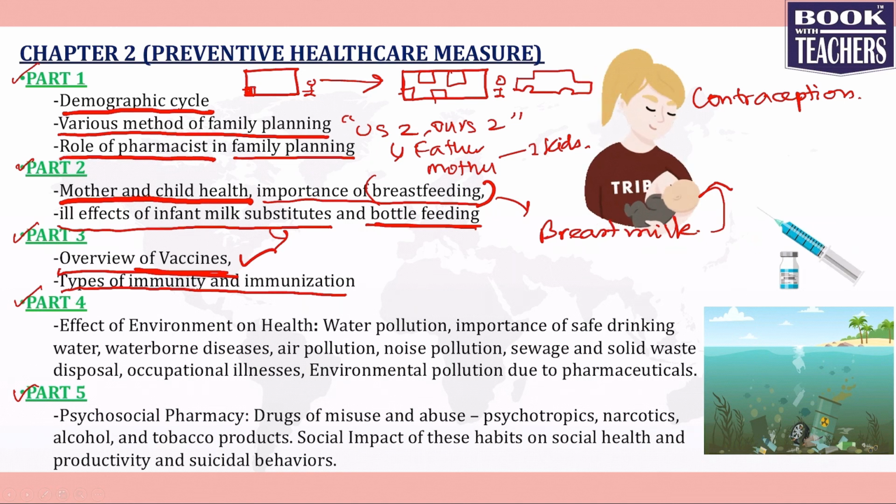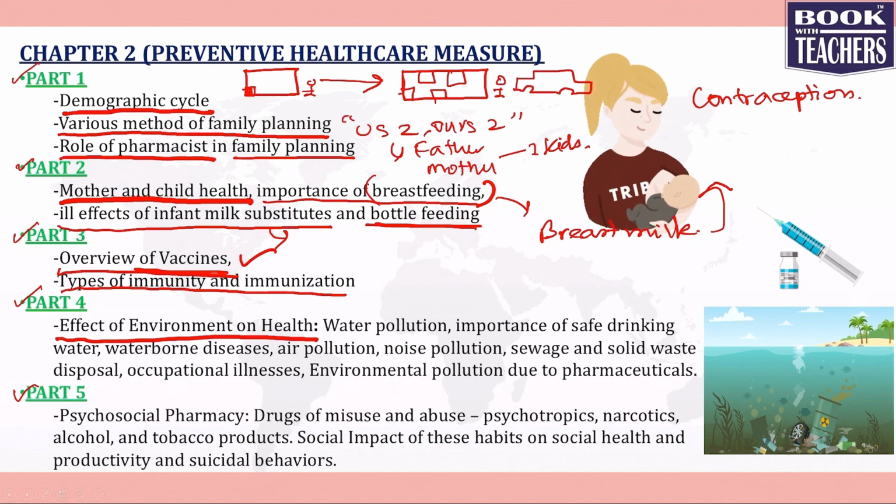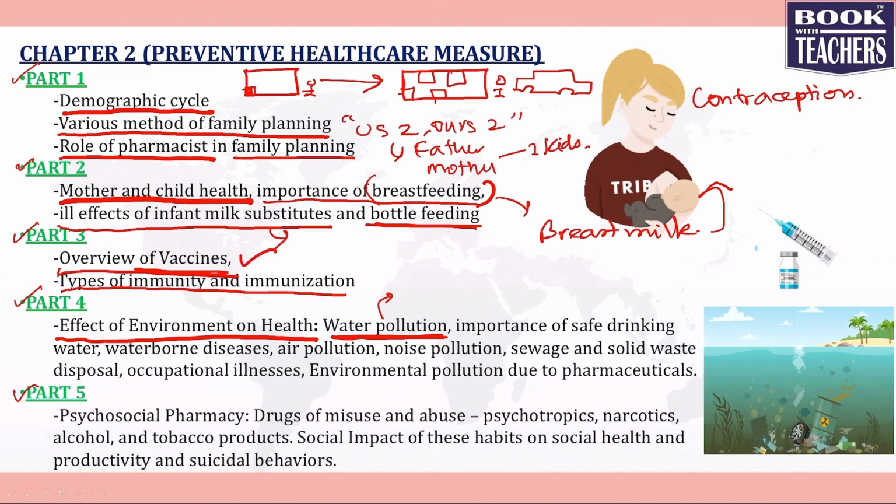Now in part 4, we'll be learning about the various effects of environment on health. Water pollution is a big thing, right? You must have seen, especially in India, there are a lot of places where there is garbage or there are plastic bags or discarded food items which are thrown in water. So because of this, there is a lot of water pollution in that area and that water becomes unusable. Now this can lead to various waterborne diseases.